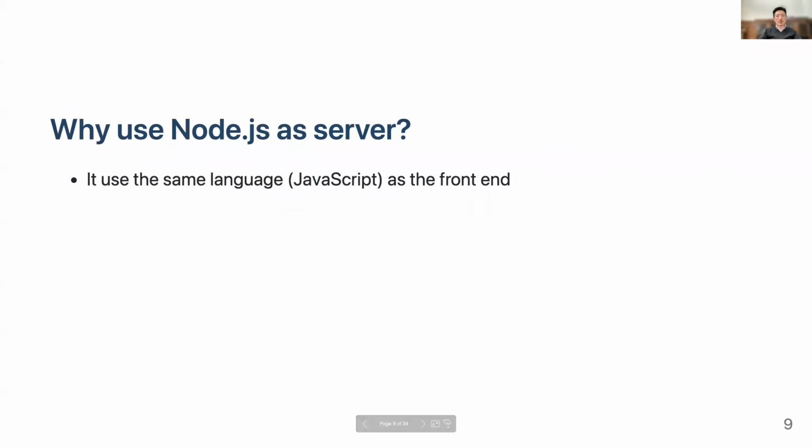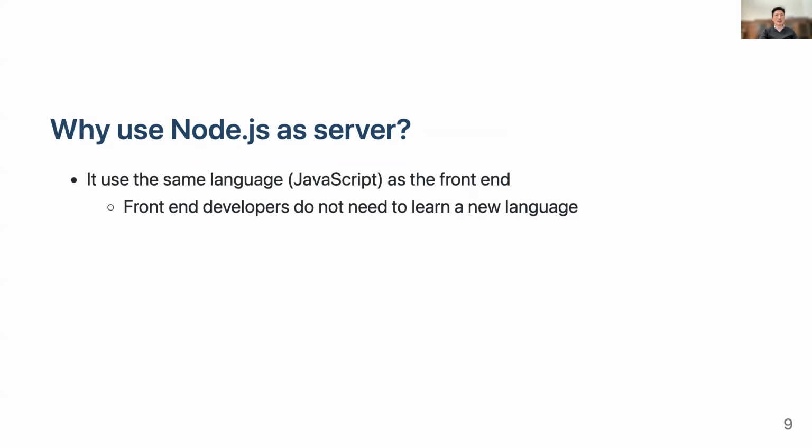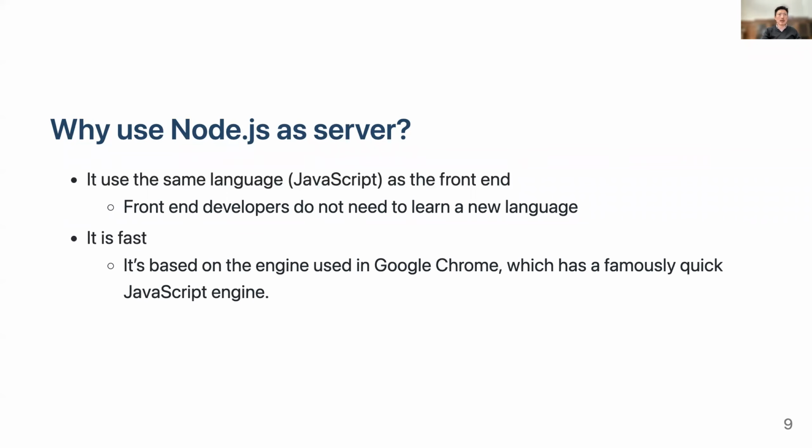Why do we use Node.js? For example, why not just use Apache or some other web server? The first thing is that because it's using JavaScript, it's the same language as the front end. Most of you will be familiar, or at least have some knowledge about it by now, so you don't have to learn a new language. It is also quite fast.